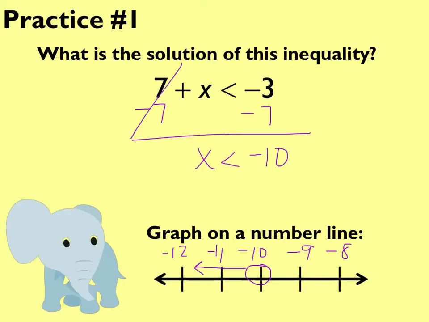The solution to practice problem number 1 is that x is less than negative 10. Notice on the number line, this is graphed using an open circle over the negative 10, and the arrow is drawn to the left to indicate that the solutions, the x values, are smaller than negative 10.